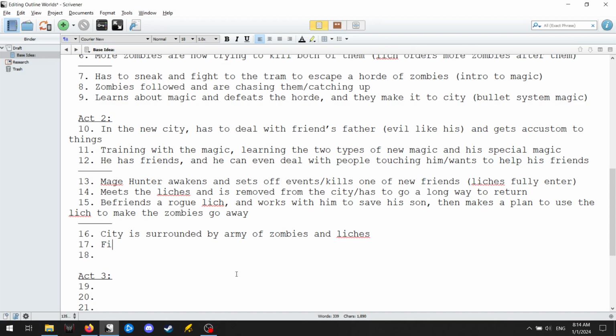So he fights and kills liches with his friends, and slashes liches to send excess zombies away. So that's how he kind of deals with it. He's sending all the liches away and he's having them fight there.